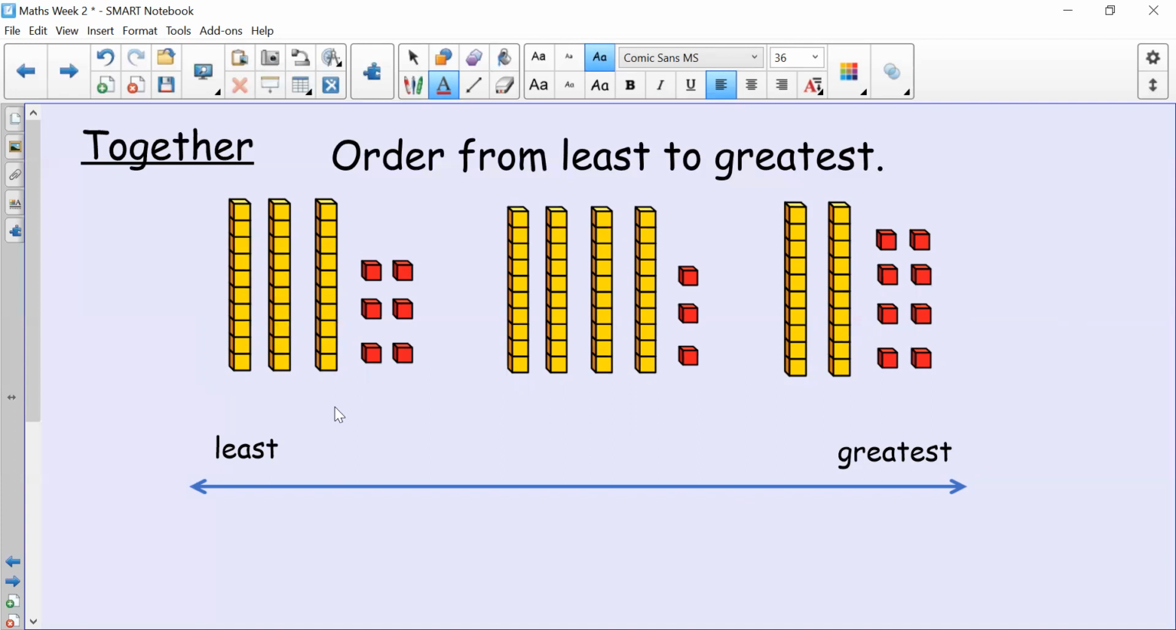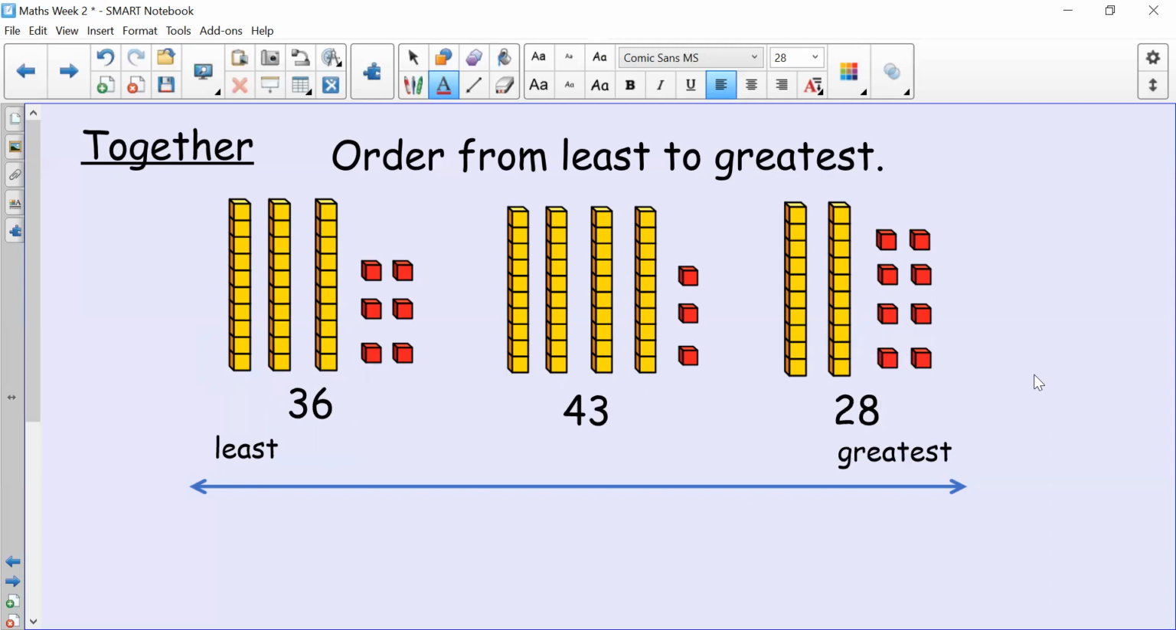Okay, so the first representation, it's a bit smaller. The first representation, we have got 3 10s and 6 1s. 3 10s and 6 1s is 36. Then the next picture shows me 4 10s and 3 1s, 43. And then the last picture shows me 2 10s and 8 1s, 28.